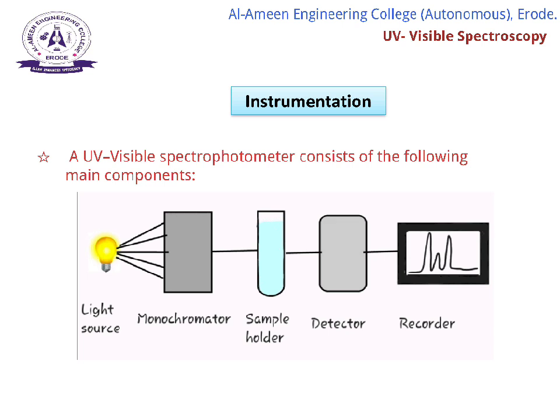Let's see the instrumentation. The UV visible spectrophotometer consists of the following main components. First one, light source. It provides continuous radiation over the UV and visible region. Deuterium lamp is used for UV region. Tungsten or halogen lamp is used for visible region.